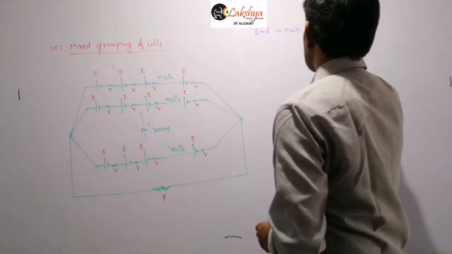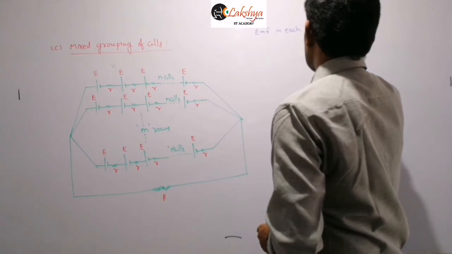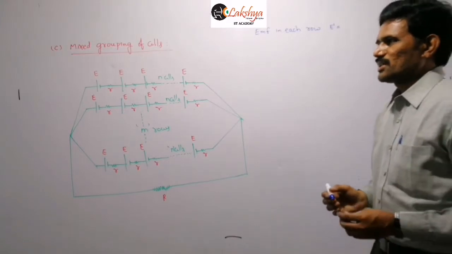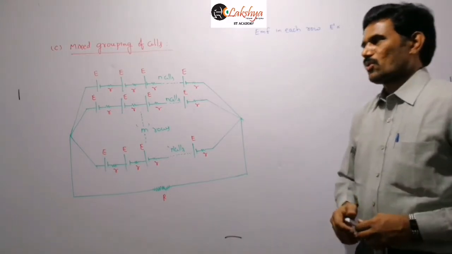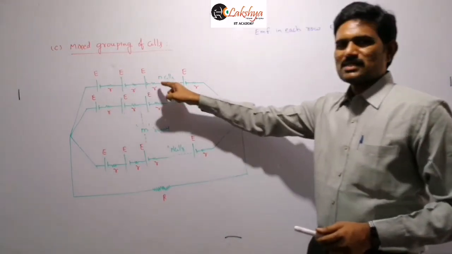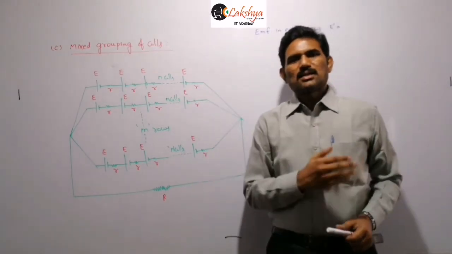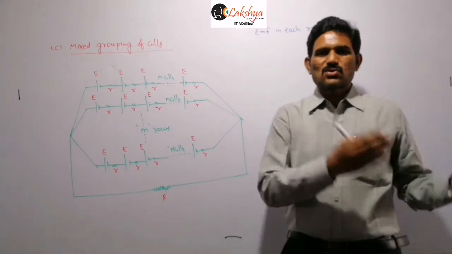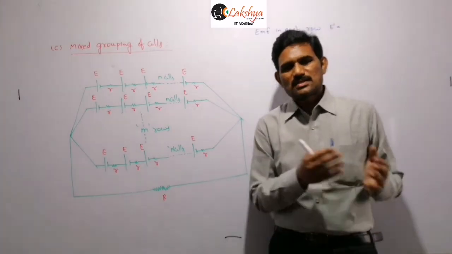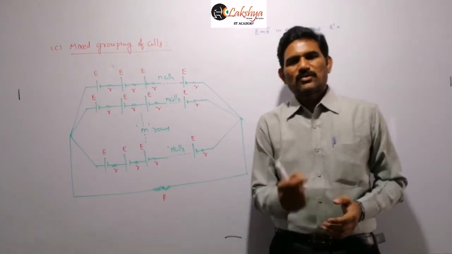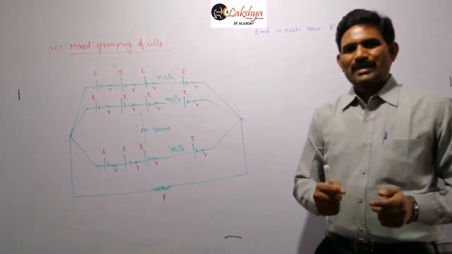Let's suppose I am taking this as E dash, the EMF in each row. Now, can you say what the EMF in each row is? In each row, all the cells are in series, and n identical cells are there in series. We discussed already in the last class that when identical cells are in series, the effective EMF will be equal to n times that of E.